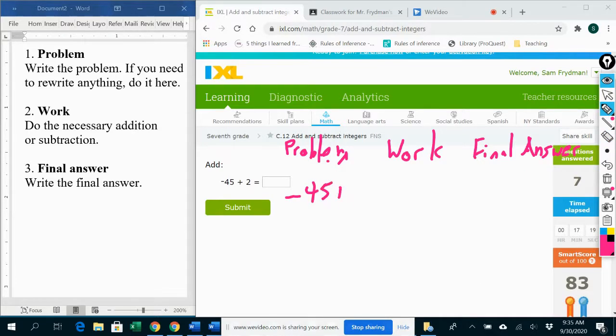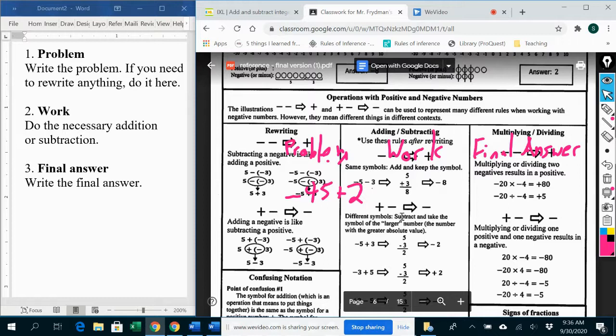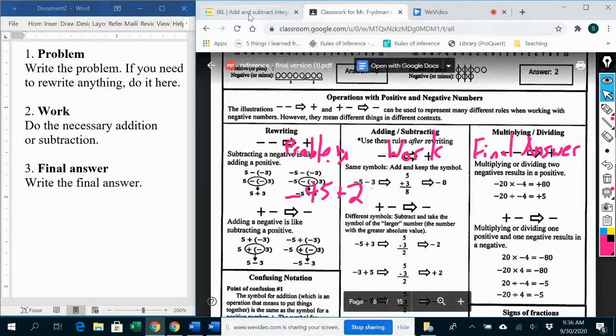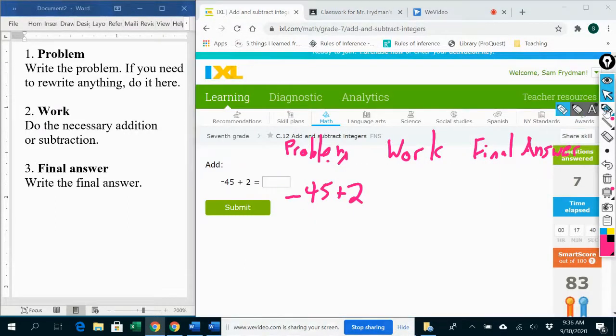-45 plus 2. I don't have to rewrite here because, again, these symbols are not right next to each other. The work that I'm going to do, I have different symbols. So the rule is different symbols subtract and take the symbol in front of the larger number. I wrote the number with the greater absolute value, meaning I'm just going to ignore these symbols for a second. And even though this was a -45, I'm just going to look at it as 45. But anyway, I apologize, I'm getting ahead of myself here.